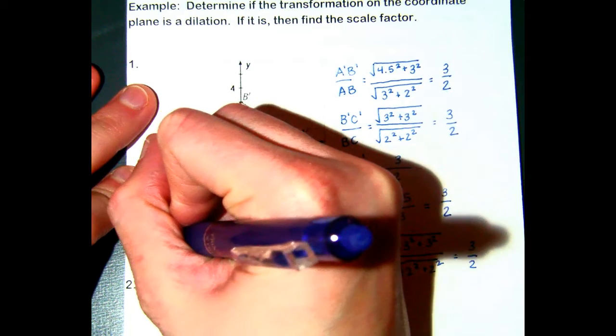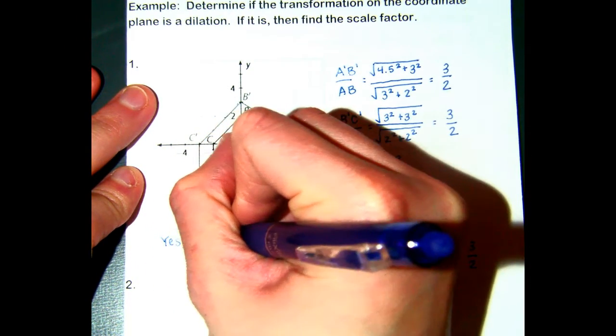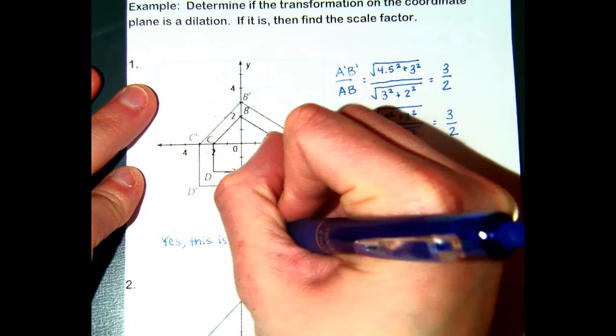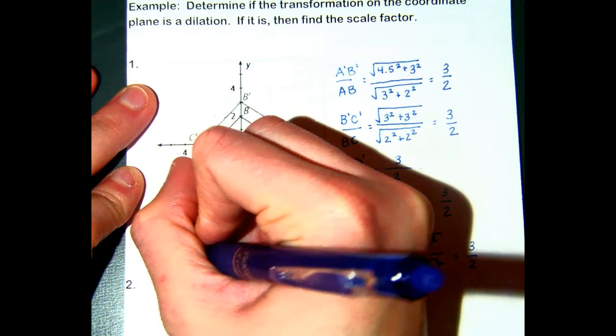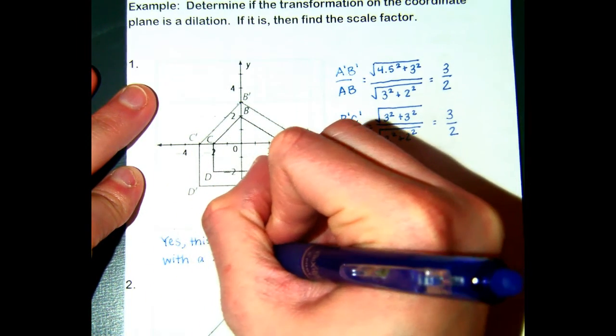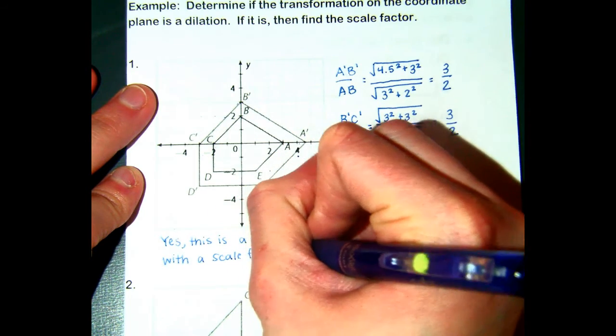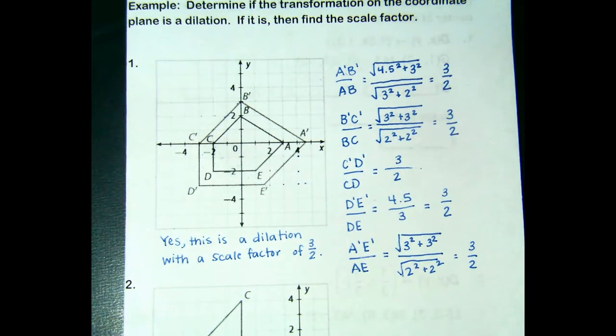So the answer is yes. This is a dilation with a scale factor of 3/4. 3/2, sorry, not 3/4. I found that because all of them are in the ratio of 3 over 2. Alright, let's look at number 2.